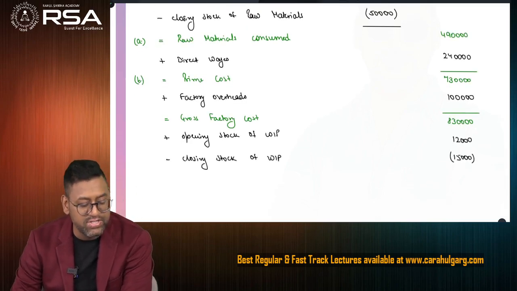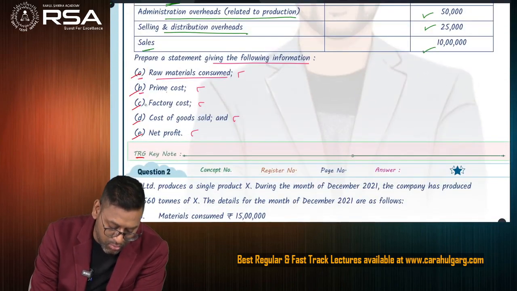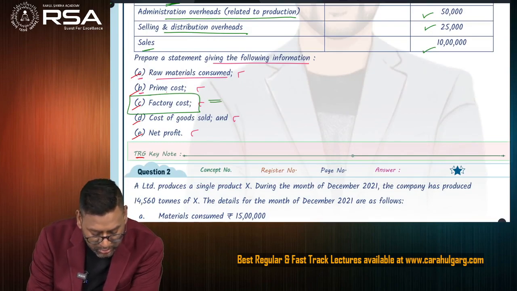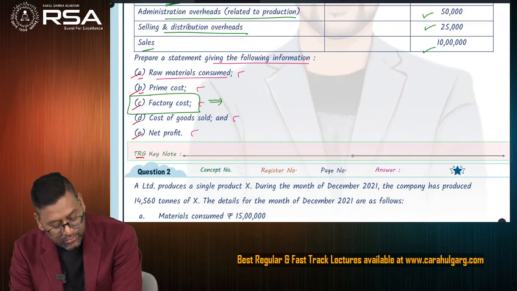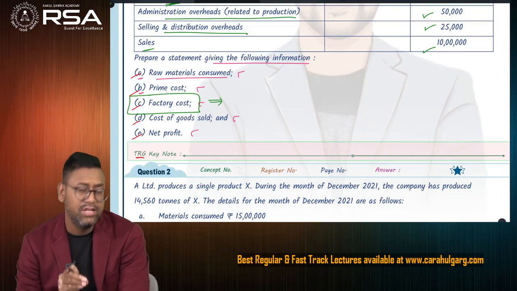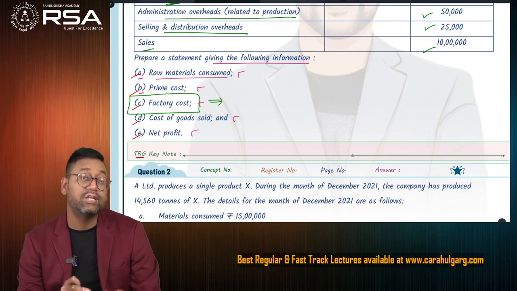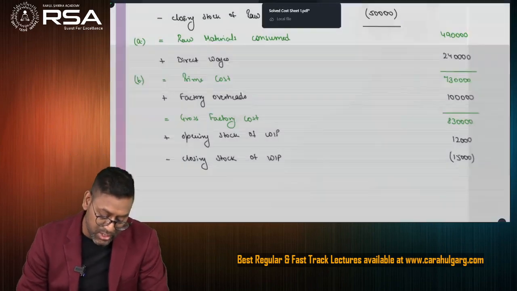Now in the point number C, it has asked for the factory cost. You may be wondering whether it is asking for the gross or net. Whenever the question says anything related to factory cost, or asks for the factory cost, it is definitely the net factory cost.